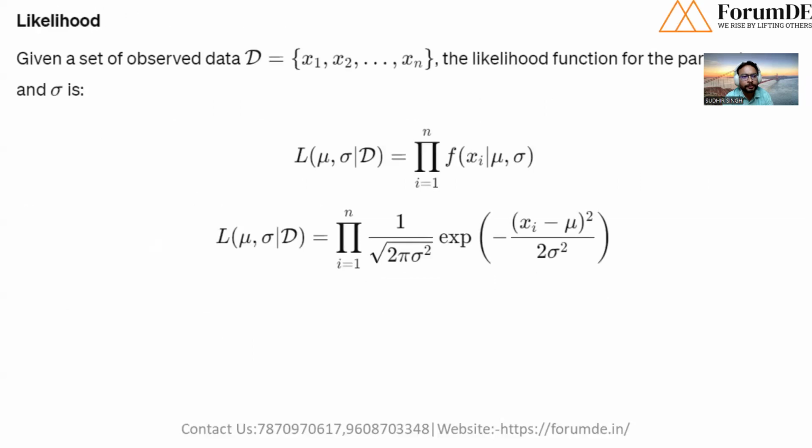Whereas in the case of likelihood, given a set of observed data, the likelihood function for the parameters is just the reverse of that probability. Here we will write the likelihood of mu and sigma given the data. This capital pi is a multiplication operator over the different observations. This likelihood is used later on. We'll also see it in logistic regression, where it is used for maximum likelihood estimation.